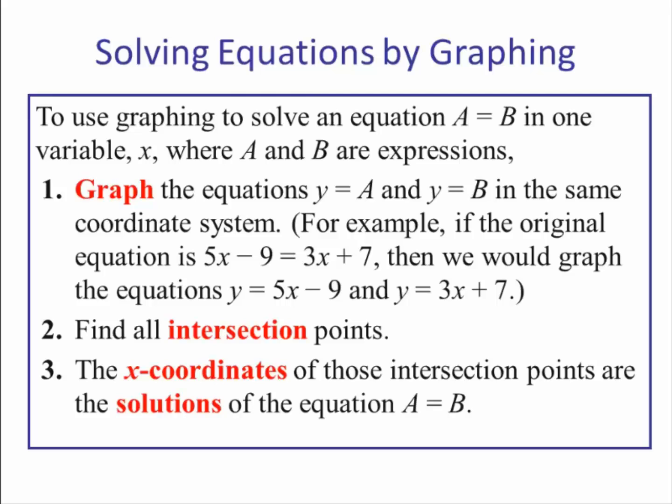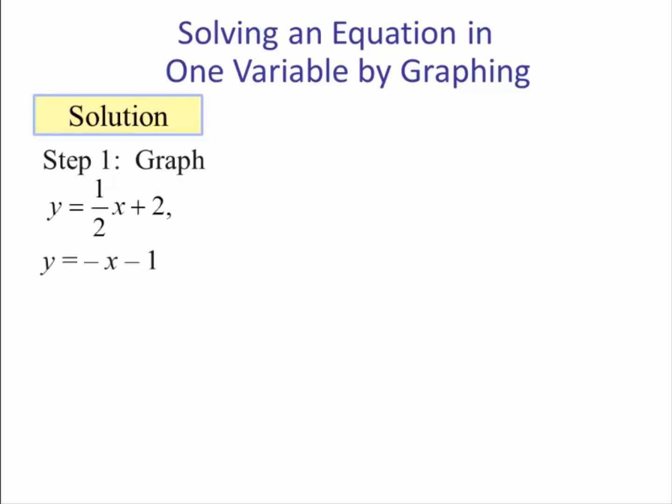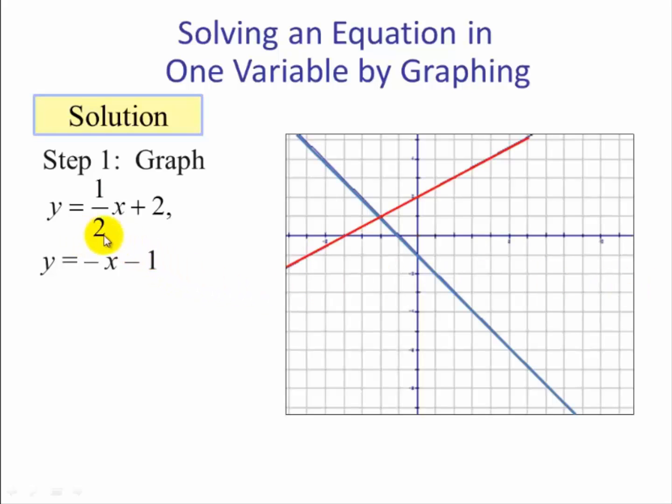Let's do an example. Example 1, solve 1/2 x plus 2 equals negative x minus 1. So our first step is to graph y equals 1/2 x plus 2 and then graph y equals negative x minus 1. So the first equation is the red line. Our y-intercept is 2. Our slope is 1/2. Rise 1, run 2. The blue equation is y equals negative x minus 1.